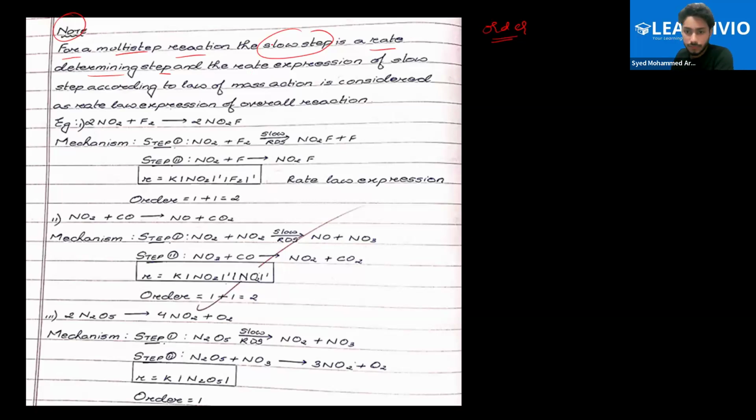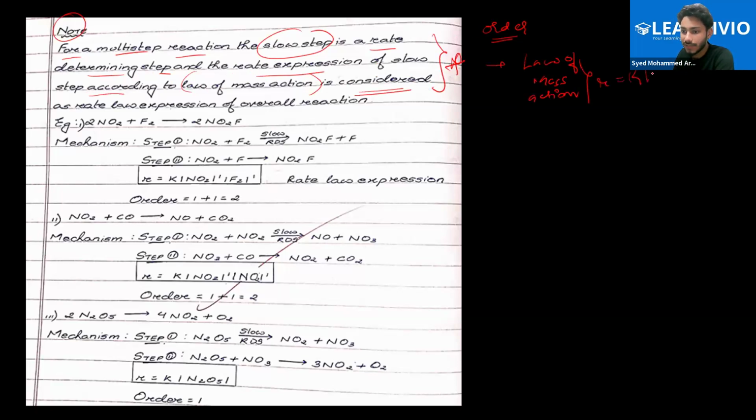Understood? So what is written is the rate law expression of the slowest step according to the law of mass action. This is the most important point. In previous classes, I have discussed two laws. The first one is the law of mass action.